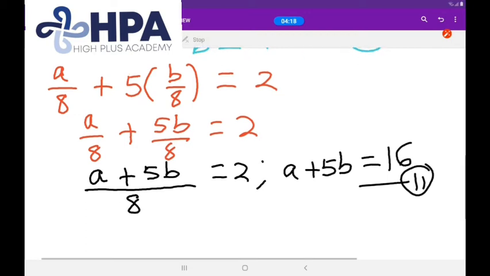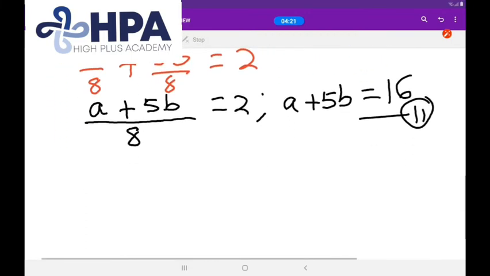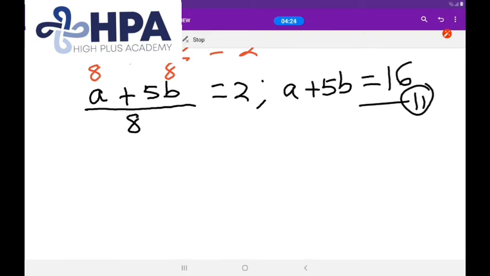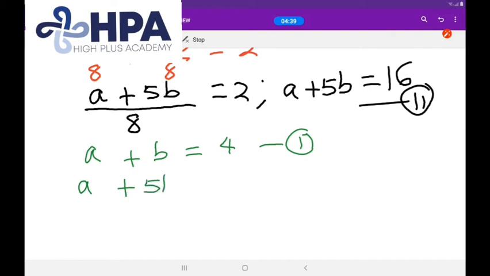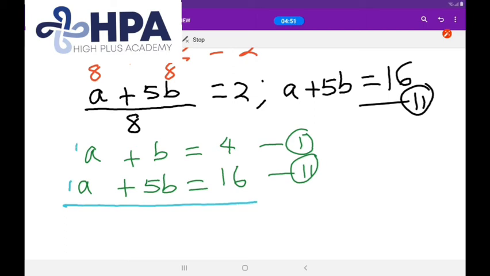Now, solving equation 1 and equation 2 simultaneously. So let's bring them together so that we can use elimination method. A plus B equals to 4. This is our equation 1. Very good. Then we have A plus 5B equals to what? 16, equation 2. Now, what do you think is easier to eliminate? We can eliminate A because they have the same coefficient of 1 and they have plus sign. Anytime they have the same sign, you subtract.